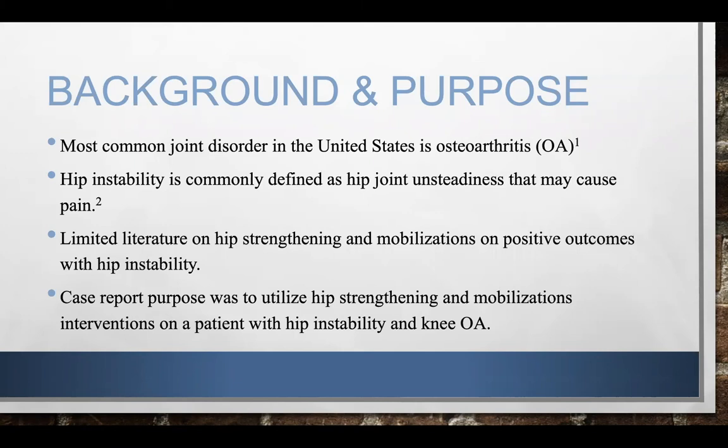Hip instability is another condition that can affect the lower extremities and can range from subtle discomfort to a dramatic dislocation of the joint. Hip joint unsteadiness can present with or without pain. Unfortunately, there is limited research on treatment of hip instability and knee osteoarthritis regarding rehabilitation programs or strength programs. Therefore, the purpose of this case report was to utilize hip strengthening and mobilization interventions on a patient with hip instability and knee osteoarthritis.